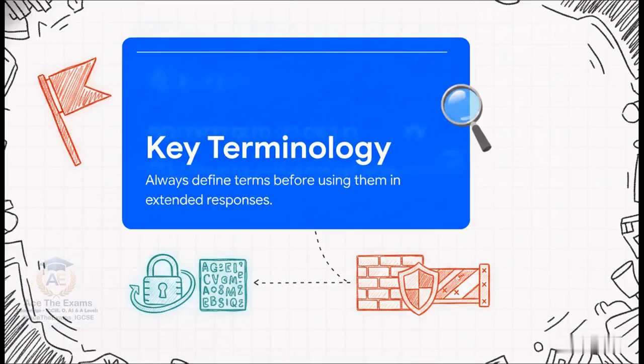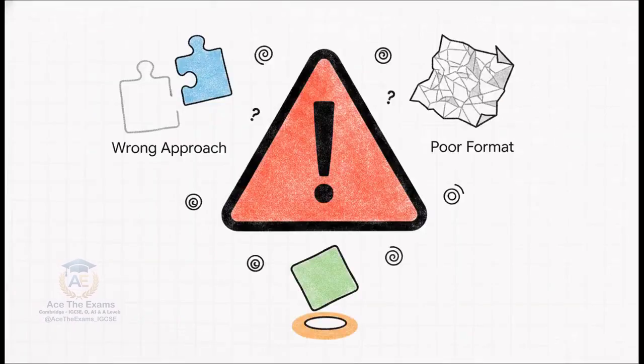Always define your terms clearly before you start throwing them around in an extended multi-paragraph response. Let's play a little Find the Flaw with these top 3 mistakes identified in the principal examiner reports. Number 1, using the wrong approach for the wrong context. If the question outlines a scenario about a small local bakery with 3 computers, do not recommend a massive enterprise-level stateful inspection hardware firewall. That shows the examiner you have knowledge but absolutely zero application skills.